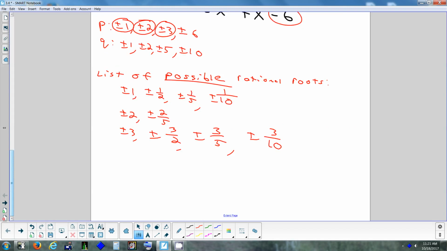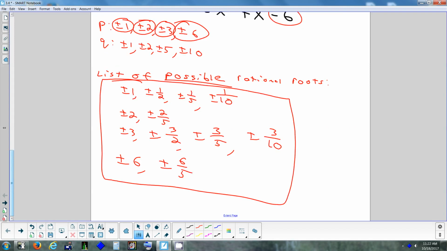And the last one, we'll do with 6 in the top. So 6 over 1. We've got 6 over 2, but do I already have 6 over 2? Yes, 3, I just did that. 6 over 5, I don't have that one. How about 6 over 10? Yeah, 6 over 10 reduces to 3 over 5. We have that one.